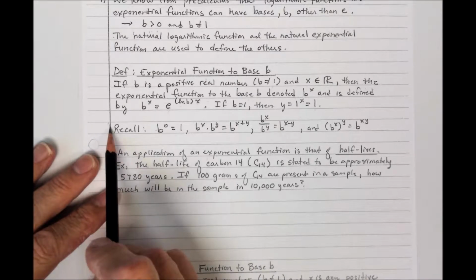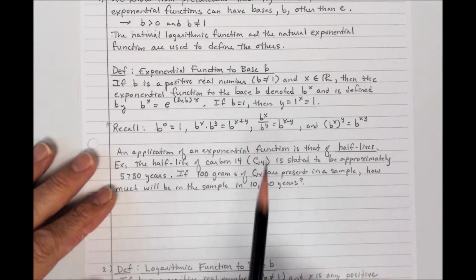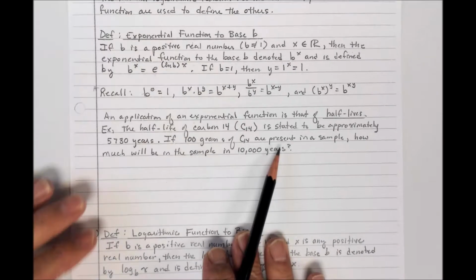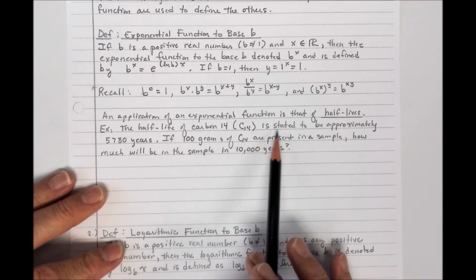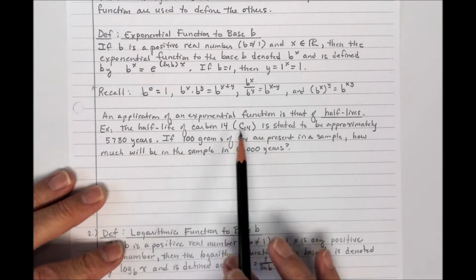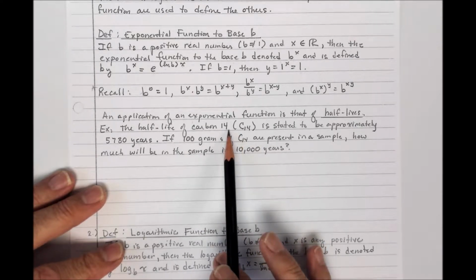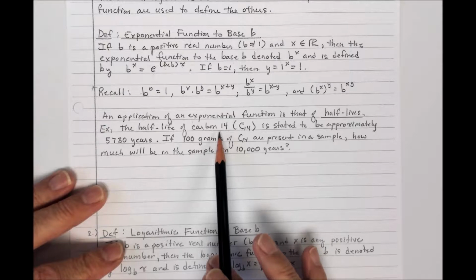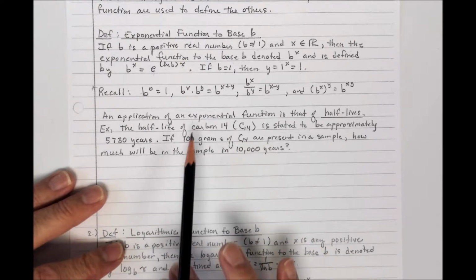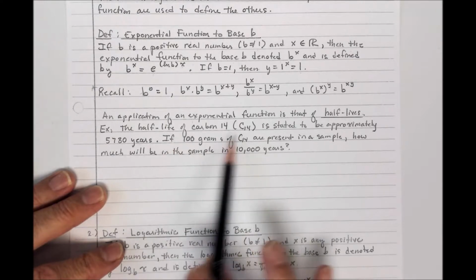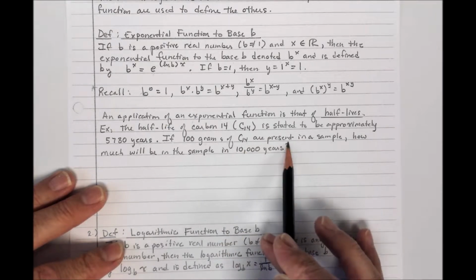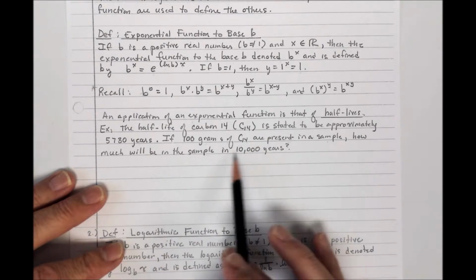So all the properties apply here for exponents, and let's try an example of an application from our pre-calculus days. It says here that the half-life of carbon-14 is stated to be approximately 5,730 years. I believe in the textbook, if you come across an application problem where they're asking about a different type of radioactive material, they have a list of them in the book somewhere. I can't remember exactly where, but it's in section 5.5. But the half-life of carbon-14 is 5730. If 100 grams of carbon-14 is present in a sample, how much will be in the sample in 10,000 years?